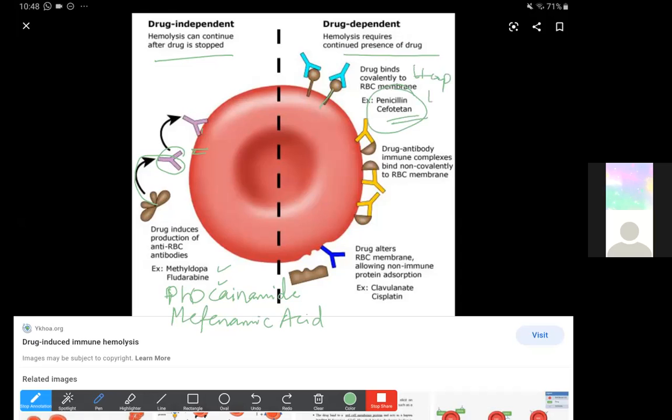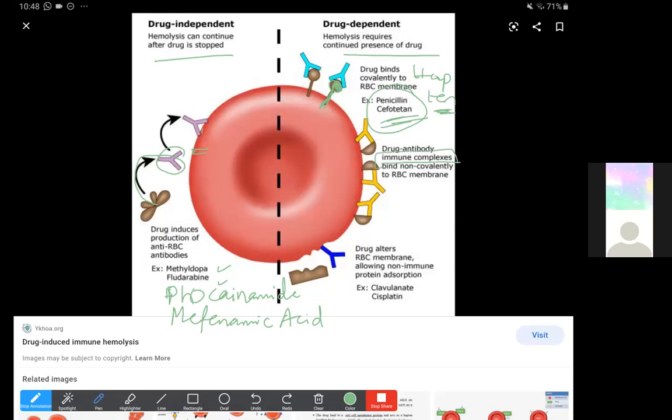The hapten mechanism is such that an epitope becomes antigenic once the RBC combines with the drug, because of the hapten formation. Now this drug which is bound to the RBC membrane acts as a hapten, causing the antibody formation. This requires large doses of penicillin or cefotetan. Another mechanism is the immune complex mediated, the drug antibody immune complex.